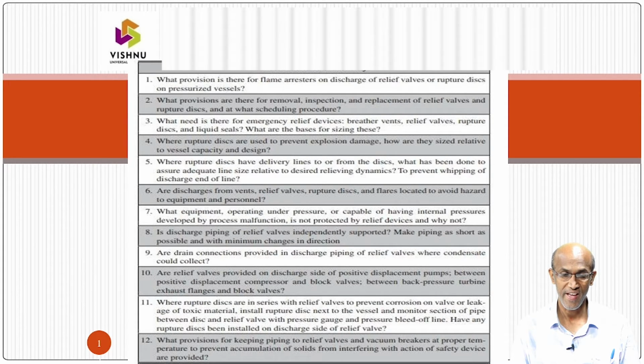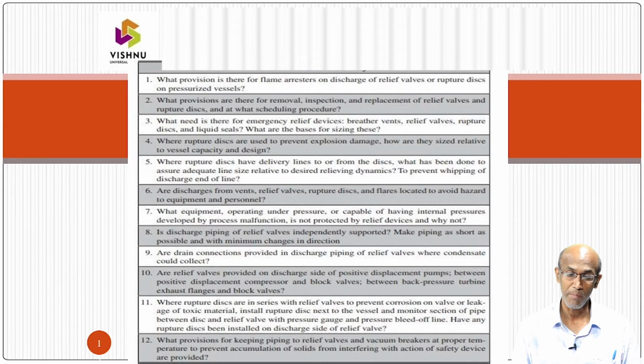Where rupture discs have delivery lines to or from the discs, what has been done to assure adequate line size relative to desired relieving dynamics to prevent whipping of the discharge end of the line? Are discharges from vents, relief valves, rupture discs and flares located to avoid hazard to equipment and personnel? What equipment operating under pressure, capable of having internal pressures developed by process malfunction, is not protected by relief devices, and why not?